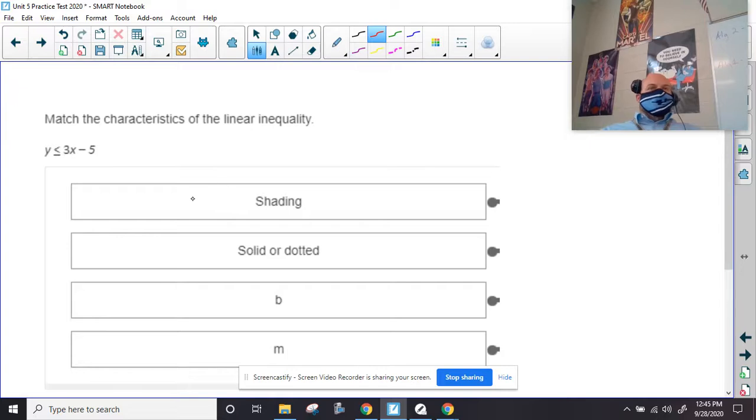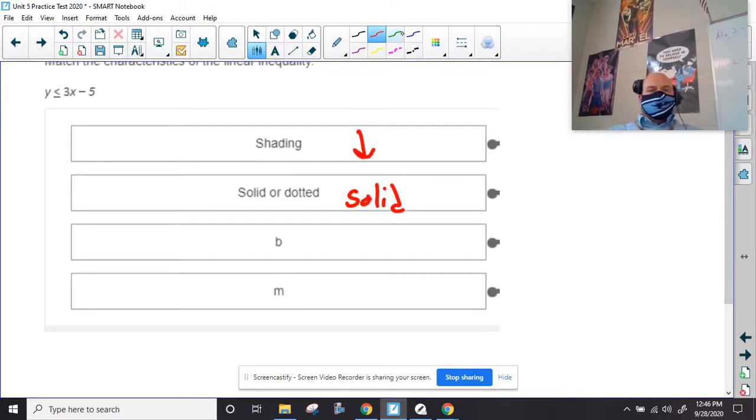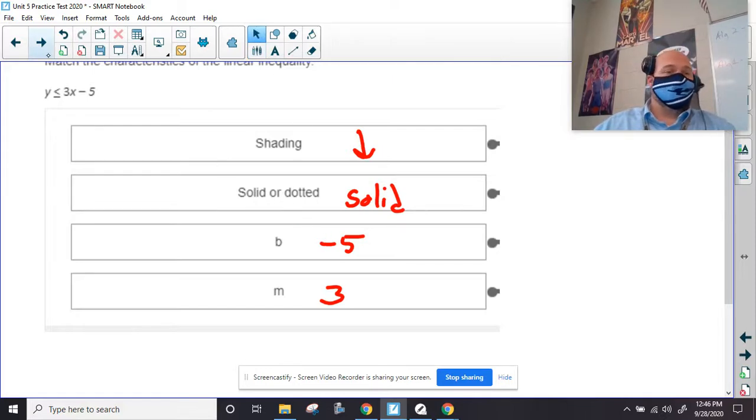Okay. So, which way is this going to be shaded? Above or below? Down. It's going to be shaded down because the y is not being eaten. Okay. Is this going to be solid or dotted? This is going to be solid because it's got a line underneath it. All right. What is the b? What is the y-intercept? And what is the m? Before we did this algebra for mastery thing years ago, and I taught algebra, this is actually how I would have the test set up. Because if you know these characteristics, you're good to go. All right.